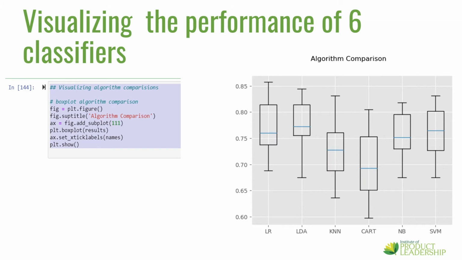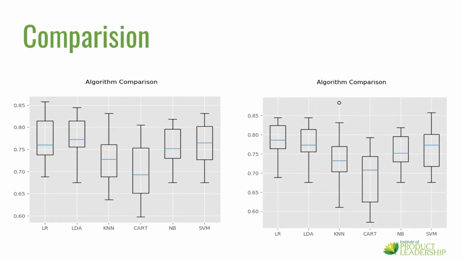However, there is a single instance where KNN generates the highest accuracy, but we can treat it as an outlier as demonstrated by the box plot. From these results, it would suggest that logistic regression, linear discriminant analysis, and support vector machines are perhaps worthy of further study in this problem.